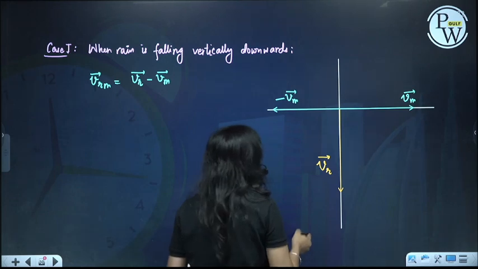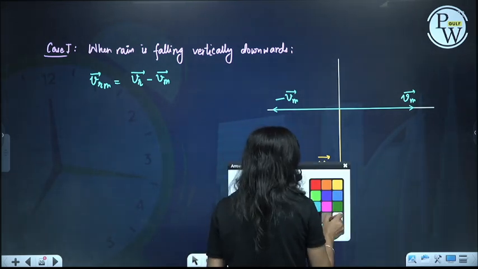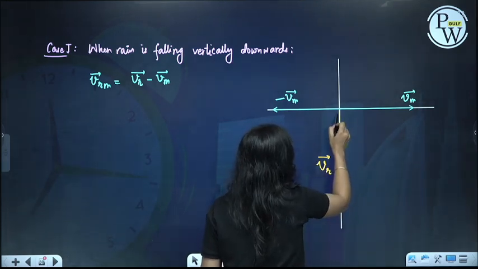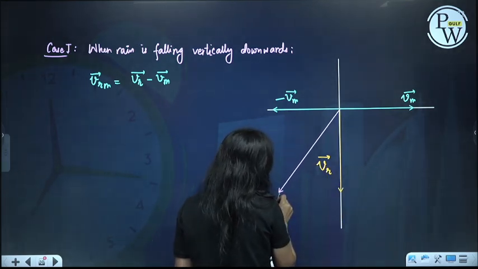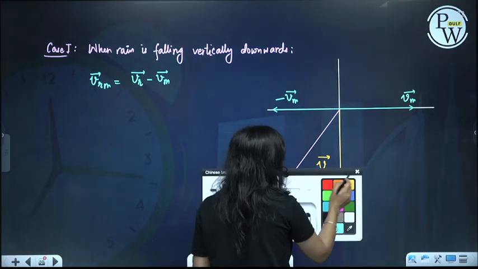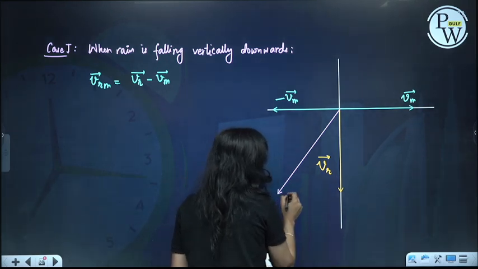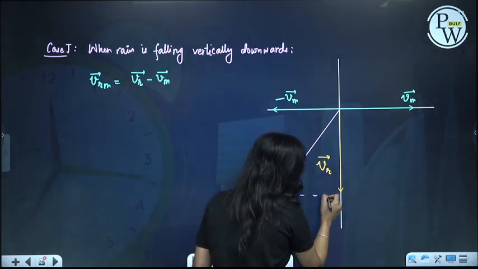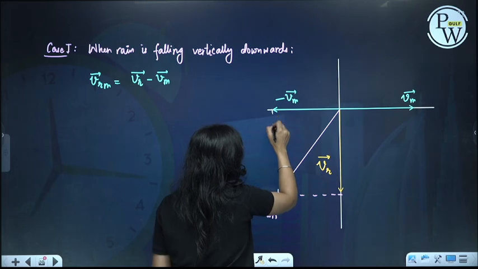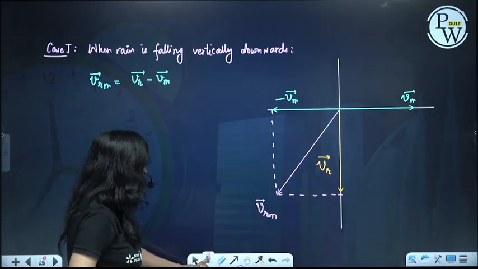Now what we have to do is add Vr and minus Vm. So this will be our velocity of rain with respect to man, which is the vector sum of Vr and minus Vm.